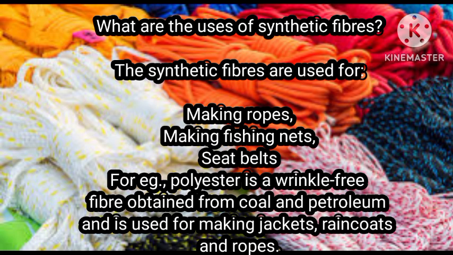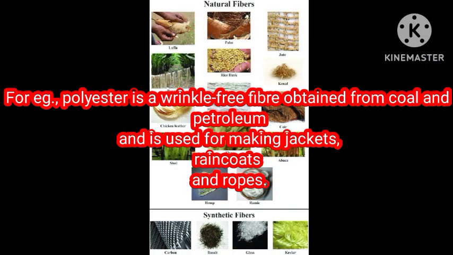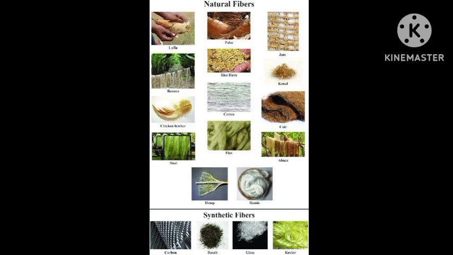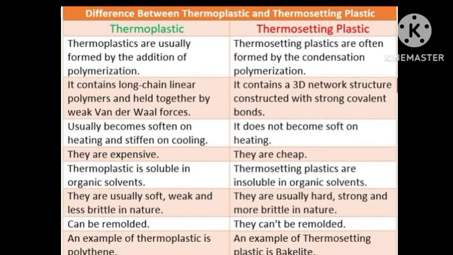For example, polyester is a wrinkle-free fiber obtained from coal and petroleum and is used for making jackets, raincoats and ropes. Synthetic fibers are used for making jackets, raincoats and ropes. In ropes, we use nylon material.